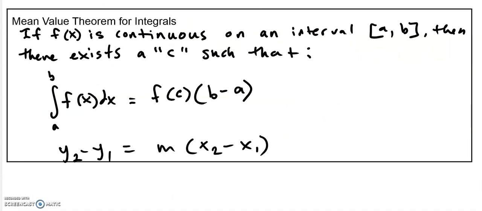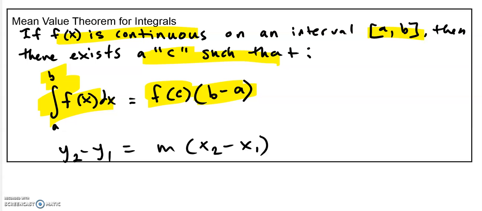The mean value theorem, again, it has to be continuous. That goes without saying on this interval. Then in this part, there exists a c such that when you integrate right here, you get this value times b minus a. Now think about what that means. In terms of, well, what is all of this? Well, it's the slope, right?